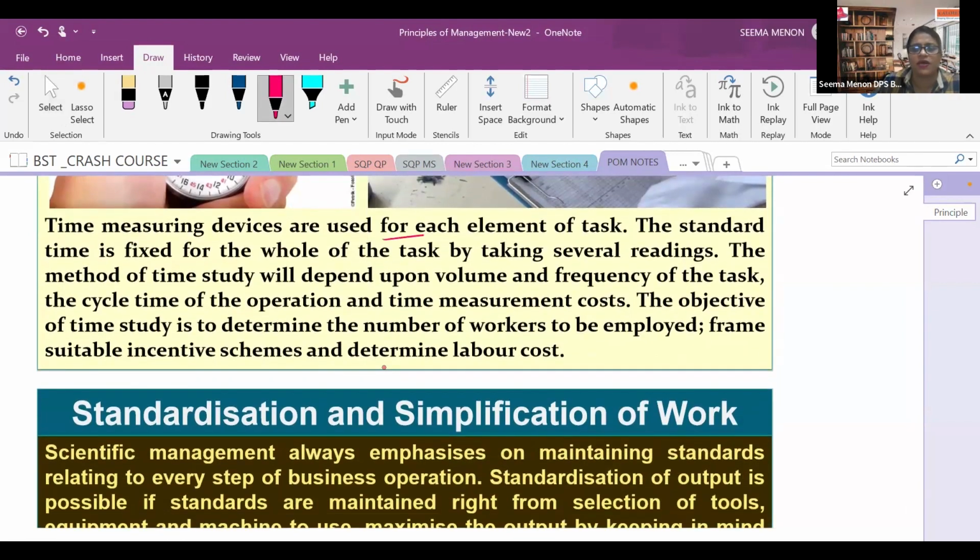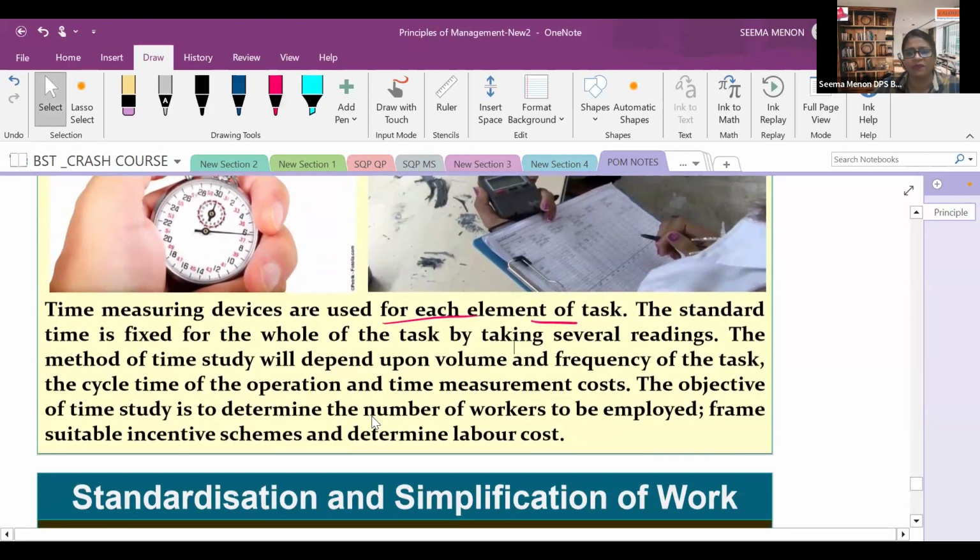Time measuring devices are used for each element of the task. A stopwatch, you people might be knowing. The standard time is fixed for the whole of the task. For every task, there will be a standard time in every factory. Taking several readings, after a lot of trial and error, they will decide the average time for every work. The method of time study will depend upon the volume and frequency of the task.